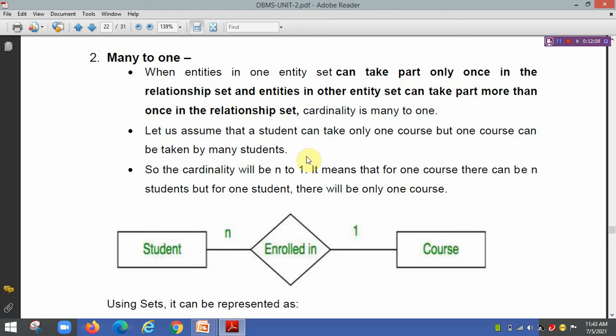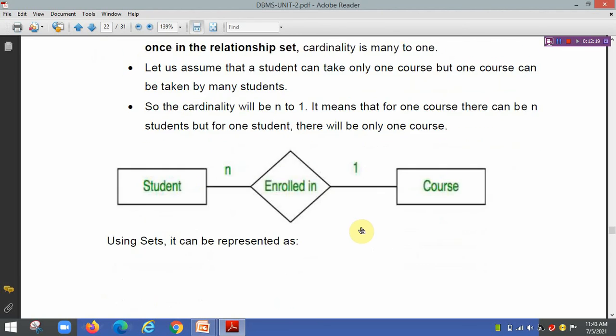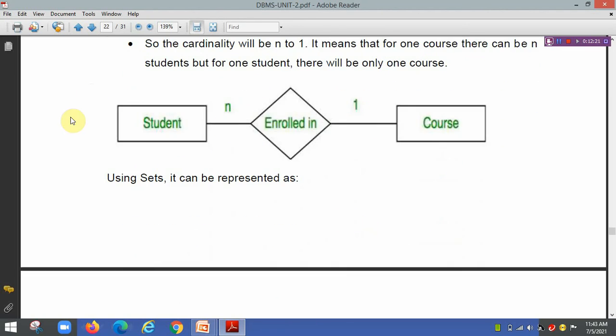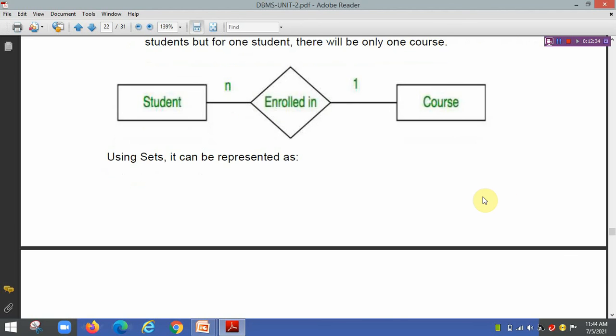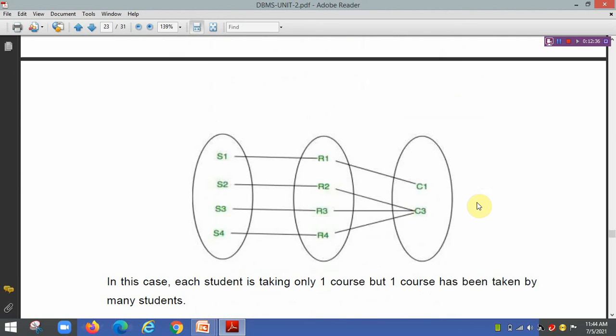It means that for one course there can be n number of students, but for one student there will be only one course. So in this example, student is n number of students and course is 1. This is represented as n and this is 1. Students enrolled in the course. Using sets, it can be represented in this way. There are many students here, and the relationship is also many: enrolled in.